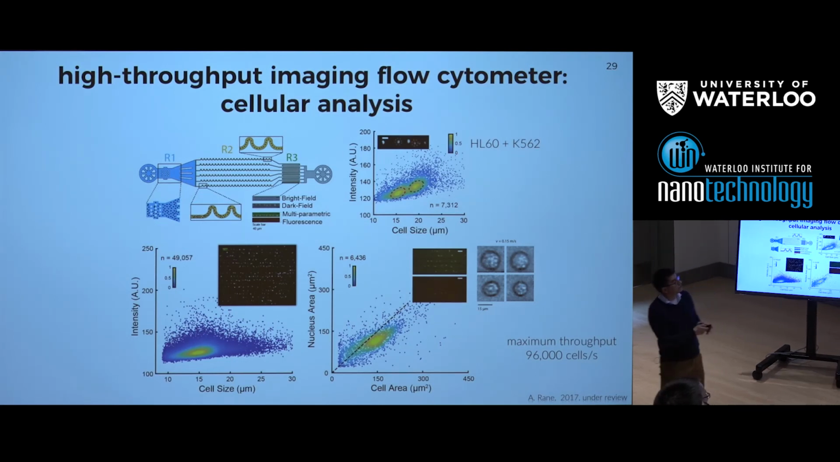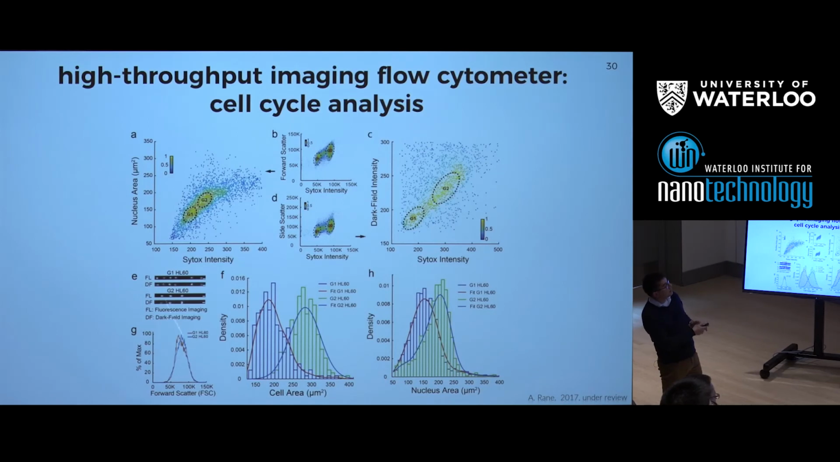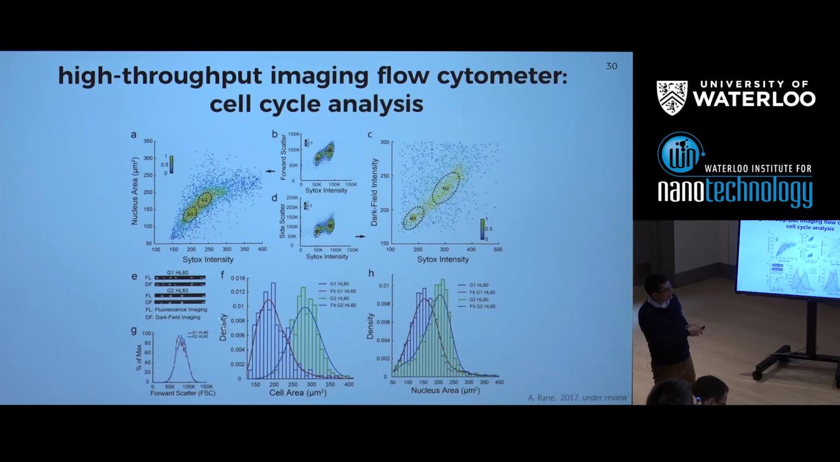And we can use this to do lots of different things, which I won't bore you with, but this is an example here of using the technique to do cell cycle analysis, where we can discriminate between the G1 and G2 phases in our system. And you can see here data from a conventional cytometer really struggles to see this difference, whereas data from this system really allows you to do it.